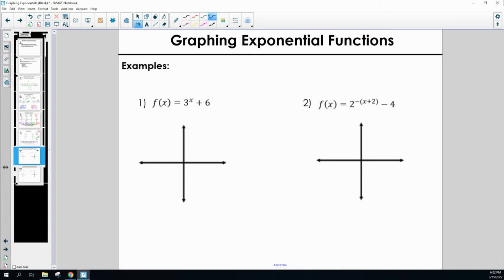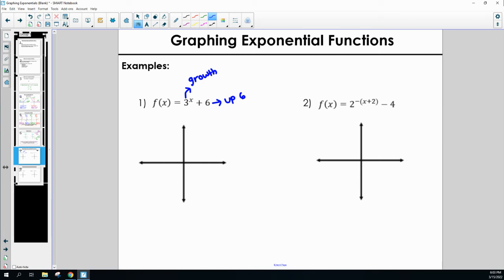So before we decide what this is going to look like on our actual graph, let's look at the equation. Here we have f of x equals 3 to the x plus 6. The 3 here is our base. That's our b. And it's greater than 1. So this means it will be a growth. Okay, then from here we want to look for any transformations that happen. The only transformation we have is this plus 6. And that means it's going to move up 6.